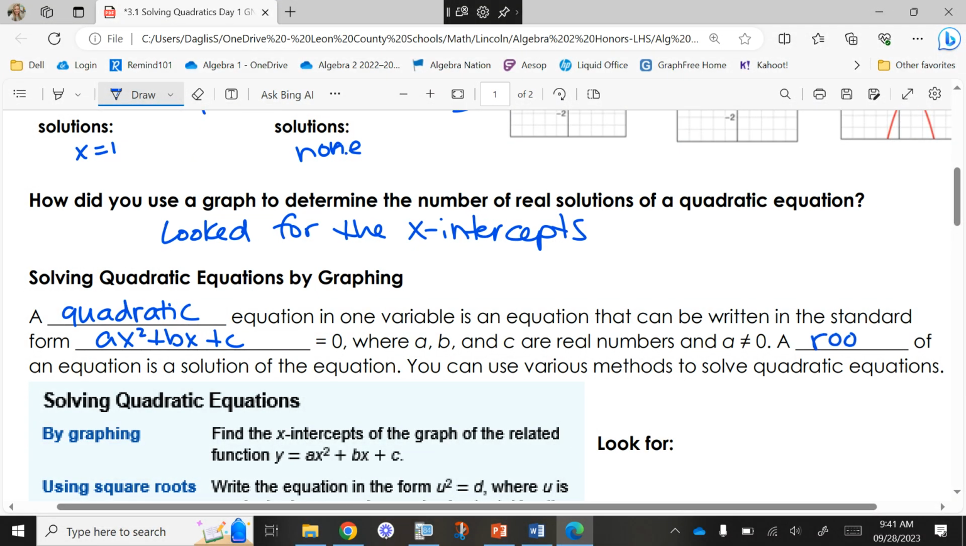A root of an equation is a solution to the equation. So we've used the words solution, zero, root, x-intercept. Those are all talking about the exact same thing. Okay, root, x-intercept, zero, or solution. Those four words mean the exact same thing.